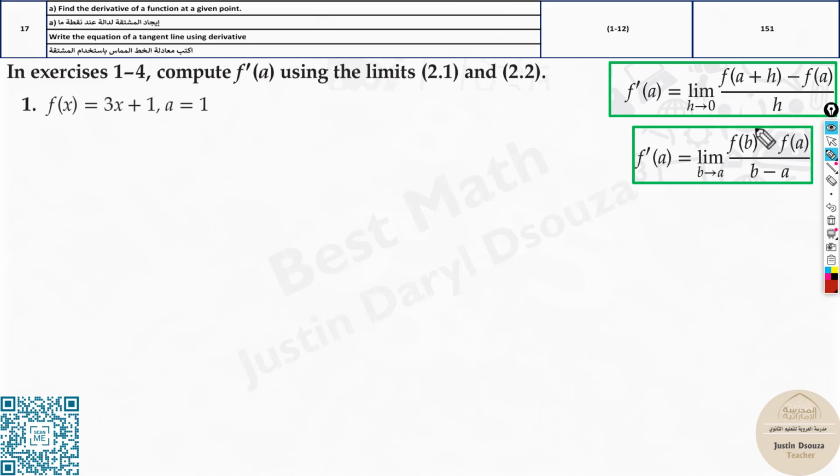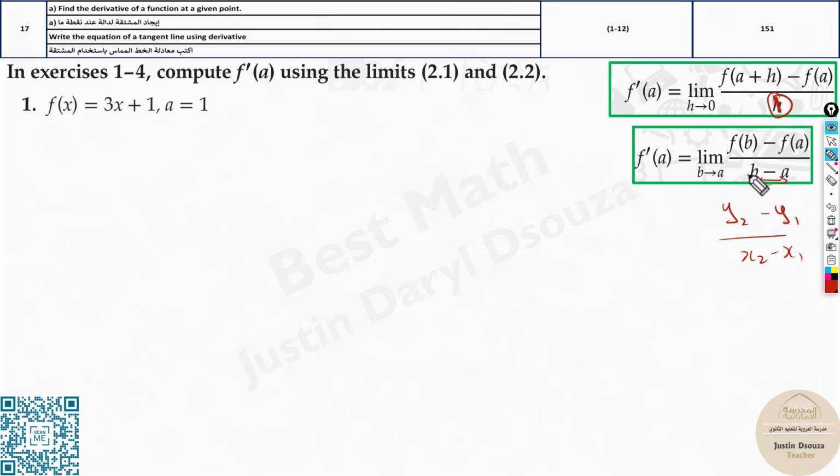Both are for derivatives, but the second one, you might closely remember as the slope formula. It's y2 minus y1 divided by x2 minus x1. It's similar to that. Over here, this height h is the distance between these two points, and the distance we are considering it to be 0. That's practically the same point, isn't it?